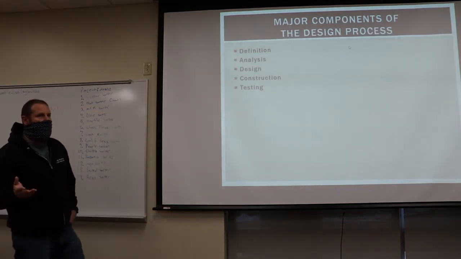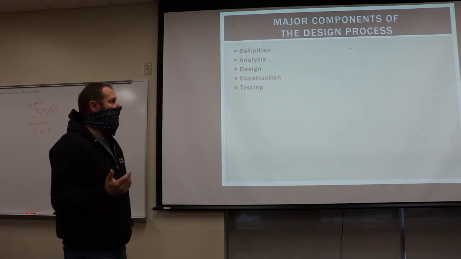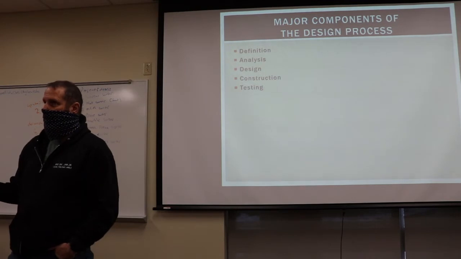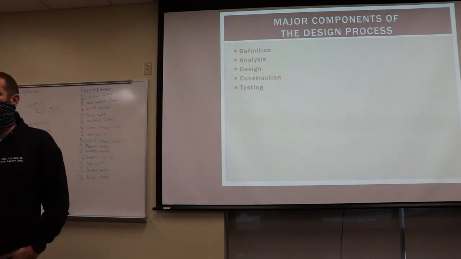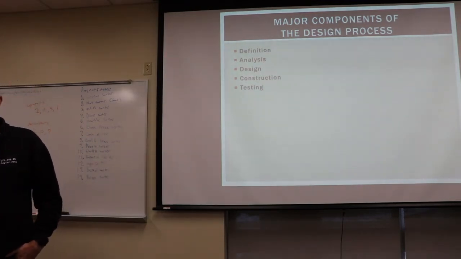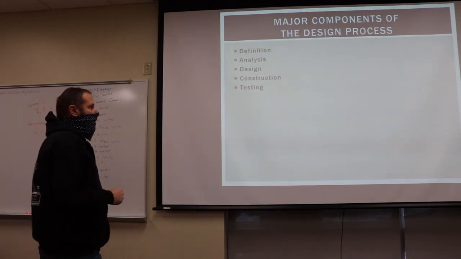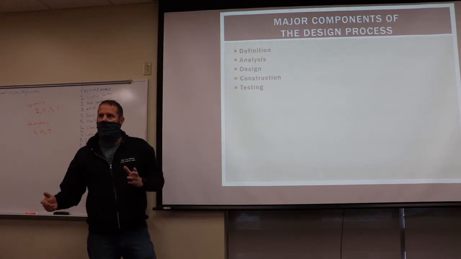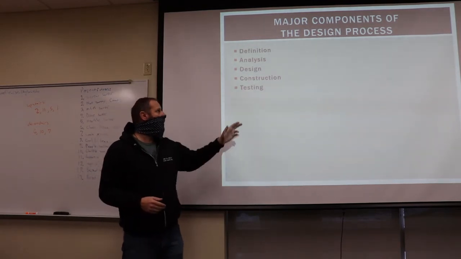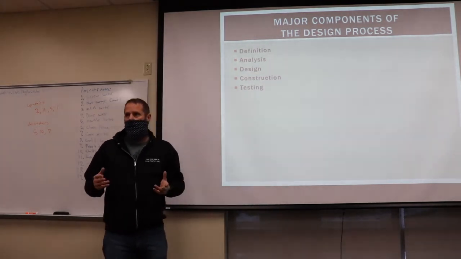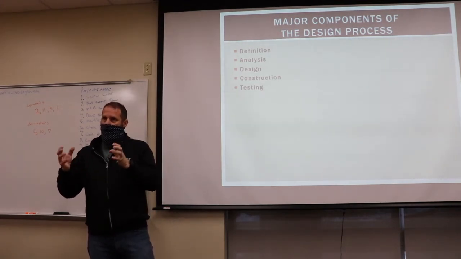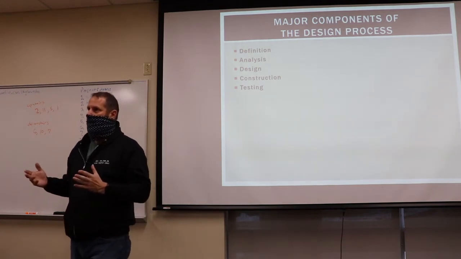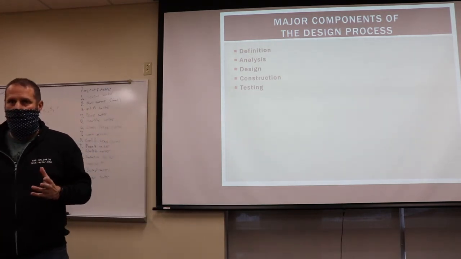So we have 5 major components of the design process, right? So we have a definition, where we actually define the problem. We have analysis, where we look at what the problem really is, all right? We start to do some preliminary designs, and there's actually several different stages of the design process itself. We have construction, which means that, you know, we're actually building a final piece, and then we have testing, all right, to make sure that it does all the things that it's supposed to do.